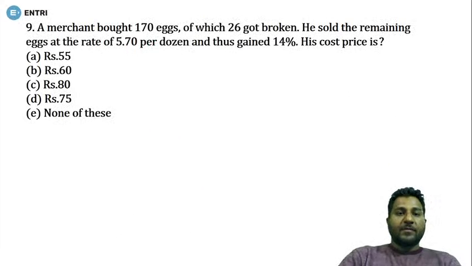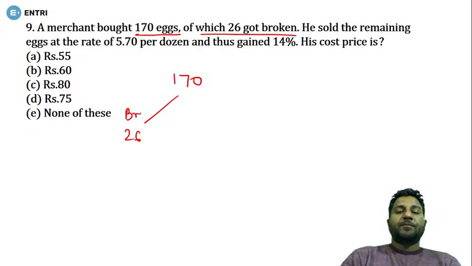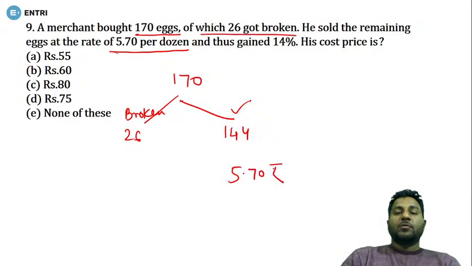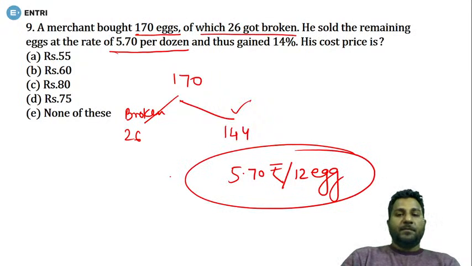Next one. Look at this. A merchant brought 170 eggs, of which 26 broken. 170 eggs, 26 broken. That means 144 is correct. He sold the remaining eggs at the rate of 5.70 rupee per 12 eggs. That means 12 eggs.